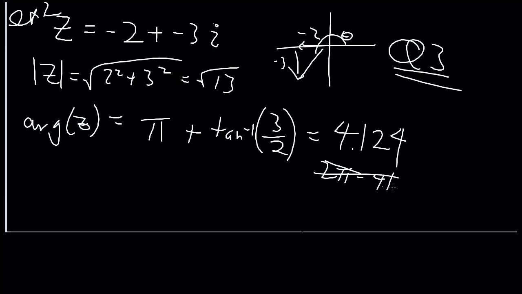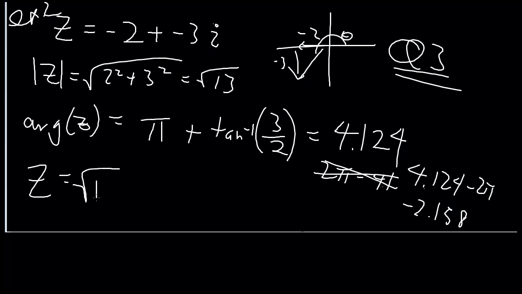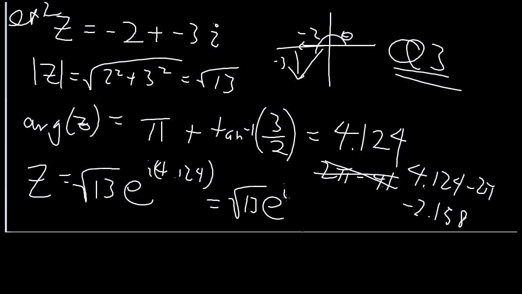You could of course express this as 4.124 minus 2 pi. Sorry, my bad. It's 4.124 minus 2 pi to give you a negative answer if you want it from negative pi to pi, which is negative 2.158. So you can either express this final answer as square root of 13 e to the i 4.124 or root 13 e to the i negative 2.158, depending on which convention you would like to follow.